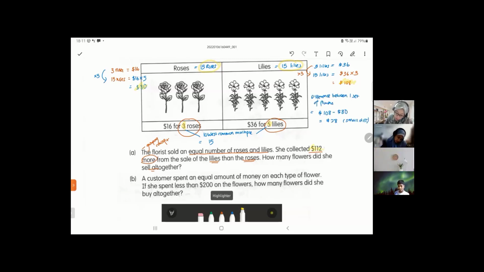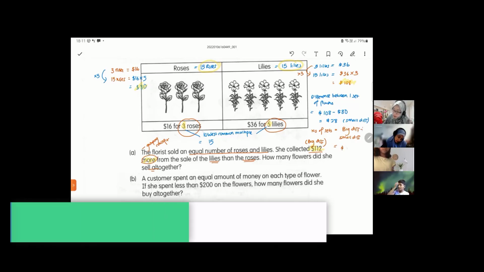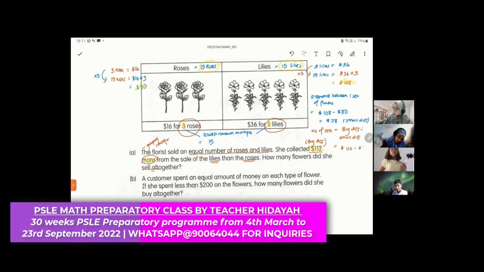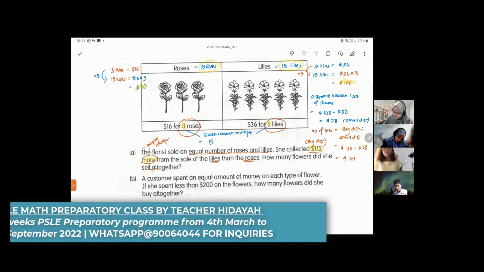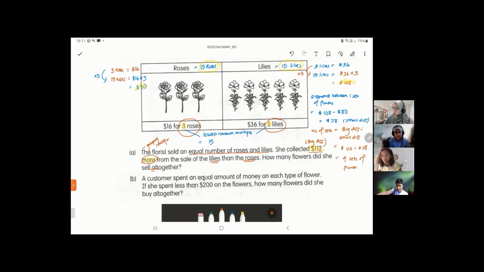And remember, she collected 112 more. So this is my big difference, my total difference, right? To find the number of sets, you take your big difference divided by the small difference, which is 112 divided by 28. And I get 4 sets of flowers. Now the number of flowers sold: I know that I will have 4 sets of the flowers each.